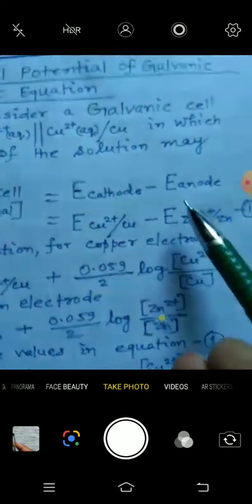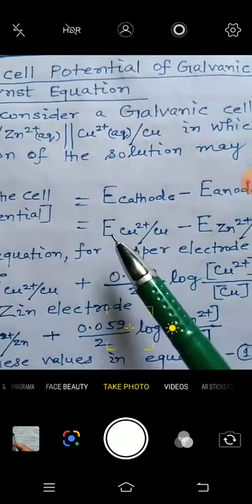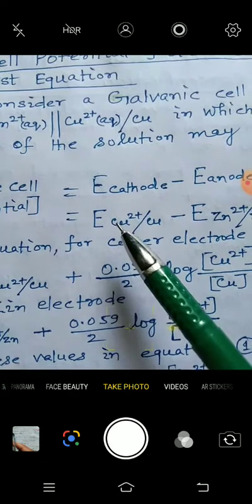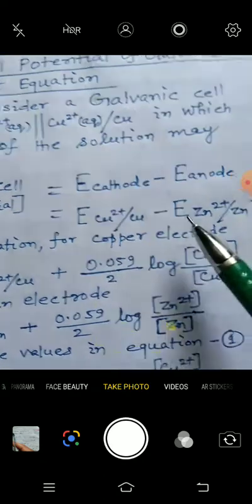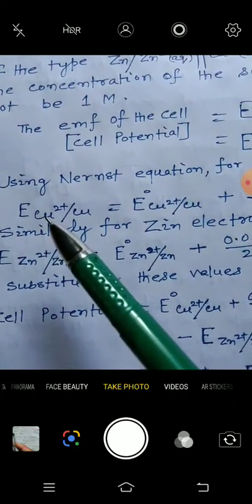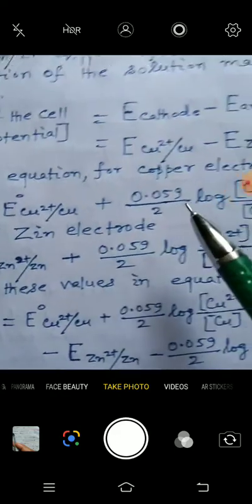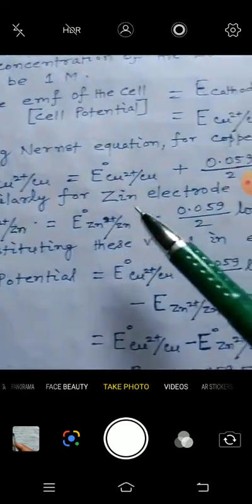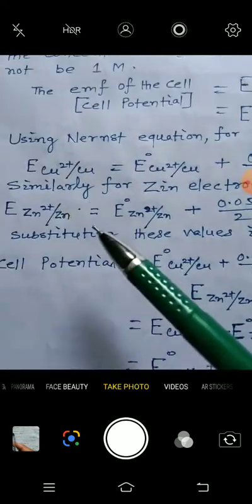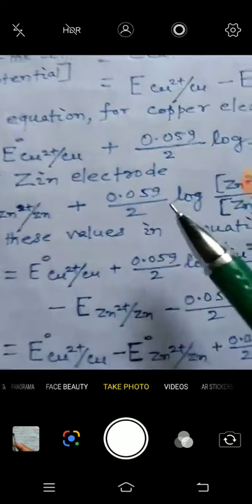Now the EMF of this cell, that is the cell potential, will be E cathode minus E anode, that is equal to the electrode potential of copper minus the electrode potential of zinc, that is equation 1. Now using the Nernst equation for the copper electrode, we can write the Nernst equation for the single copper electrode like this, as I discussed with you just before. Similarly for the zinc electrode, the Nernst equation will be like this.